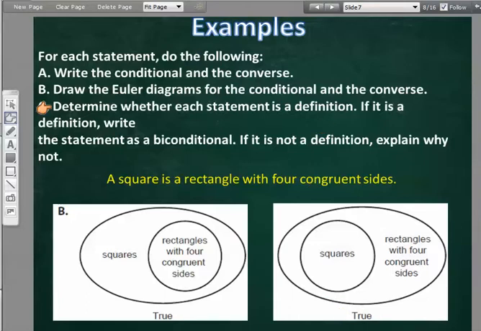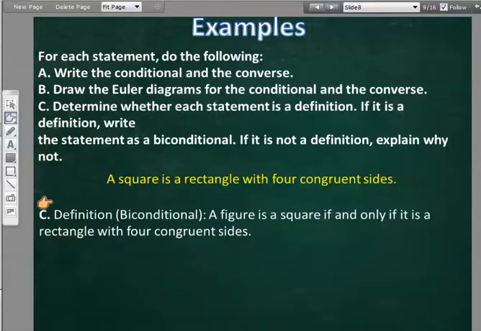So in C it says determine whether each statement is a definition. If it is a definition, write the statement as a biconditional. If it is not a definition, then explain why not. Well, in part C, it can be a definition, or you want to call it a biconditional. A figure is a square if and only if it is a rectangle with four congruent sides. So that works out.